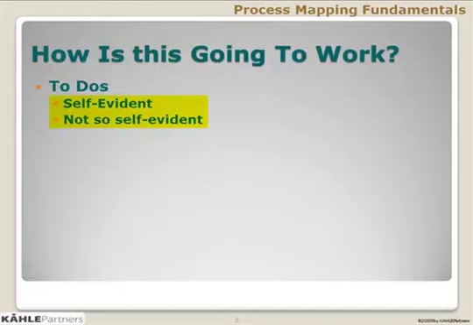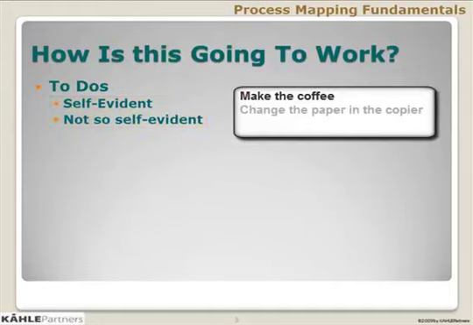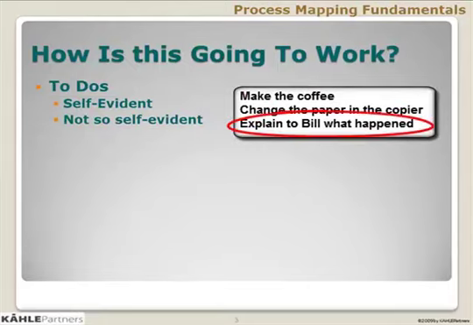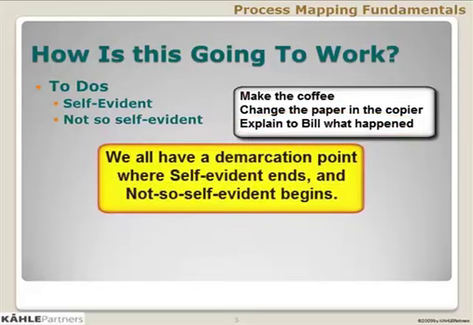Those to-dos that are self-evident run the gamut from make the coffee to change the paper to explain to Bill what happened. And all of those seem pretty straightforward, except perhaps the issue of explaining to Bill what happened. That might start pushing the not so self-evident line. Okay? And the important point to take away from that is that everyone's going to have their own demarcation point at which that which is self-evident leaves off, and those things that are not so self-evident begin.